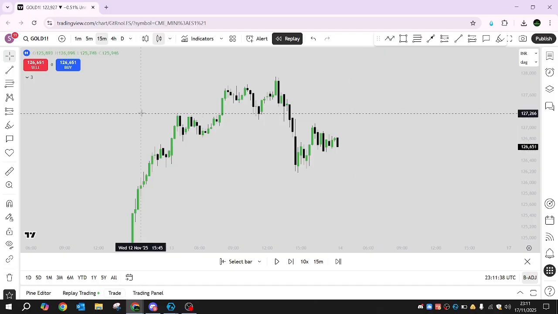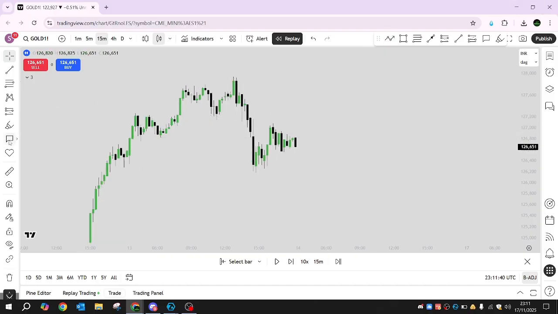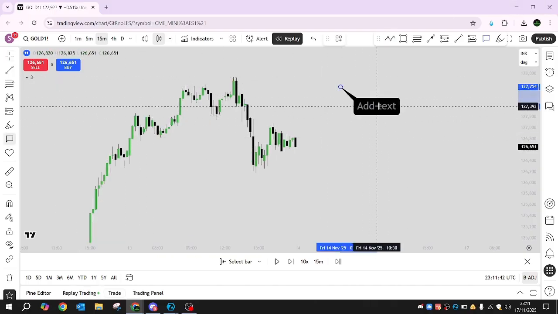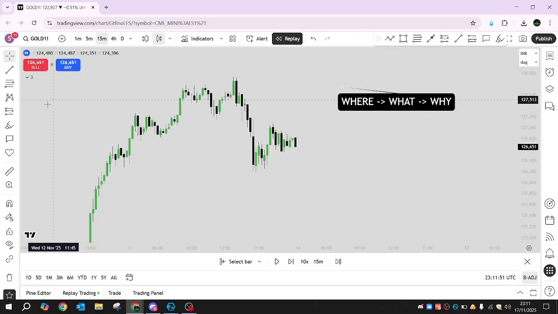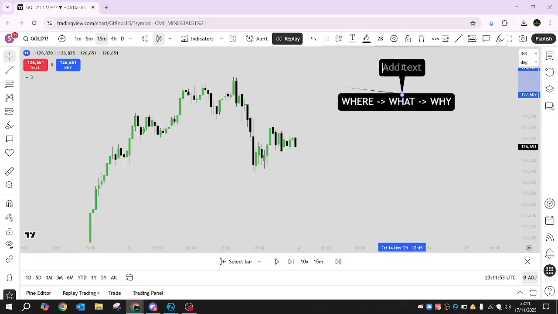Now, when I start my trades, I always start with this same simple framework, right? So you need to know where to trade from. You then need to know what to look for. And then lastly, you need to know why you are looking for it. So this is the where, what, why framework. I call it the triple X model. So this is the triple X model.